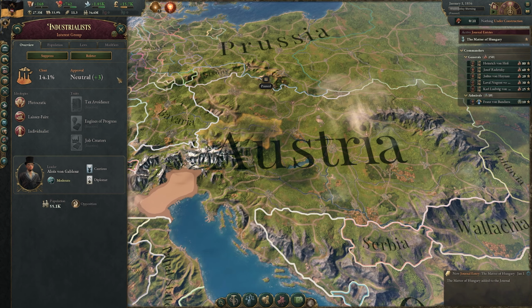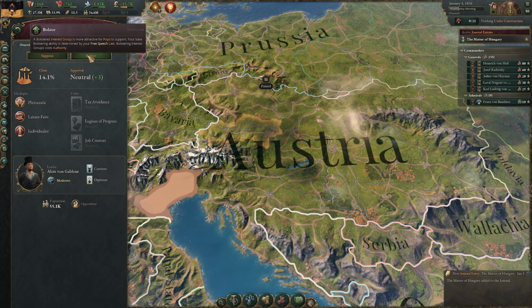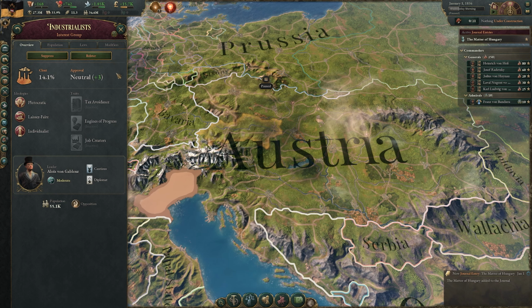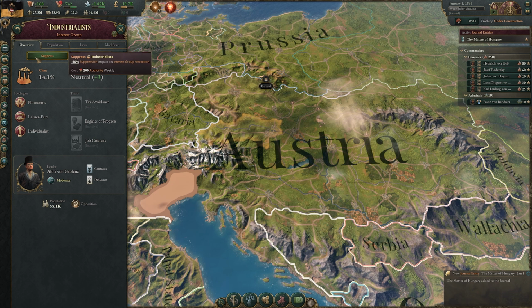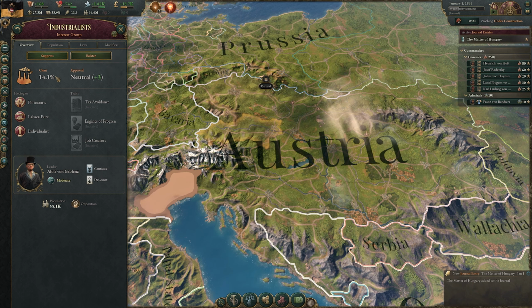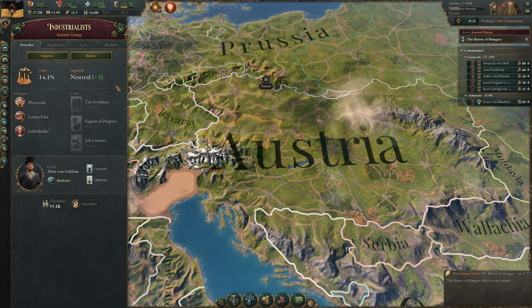One last area that authority affects, I forgot to mention this, and that's pretty important, so I'm glad I didn't forget, is that you have the capability of suppressing or bolstering an interest group. Bolstering gives them a very positive increase in attraction at the cost of 200 authority. Now suppressing is the opposite. There is a minus 40%. This is important if you have an interest group that's getting a little too powerful, or you're wanting to increase the power of another interest group to try and get them into the government and allow them to affect different laws.